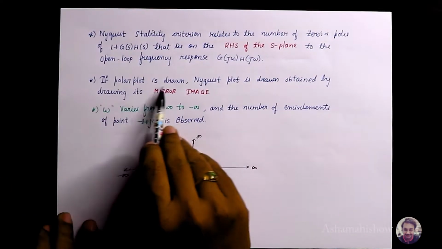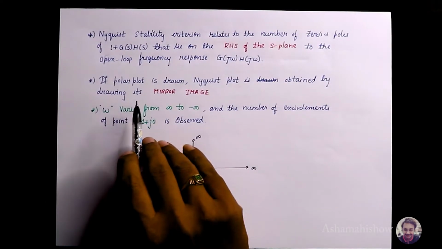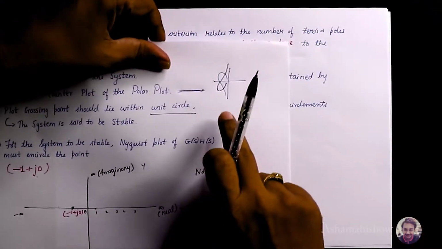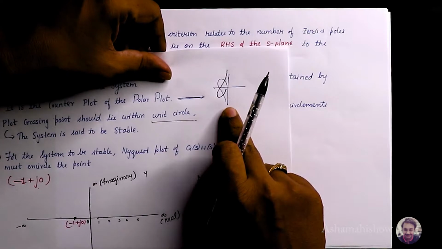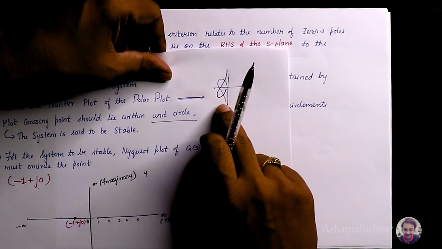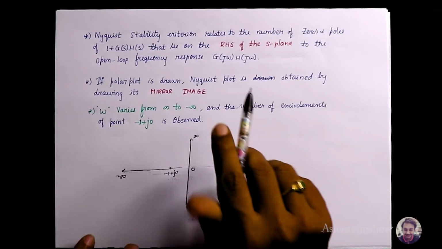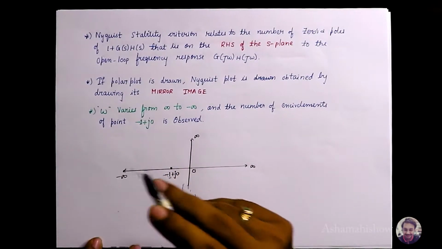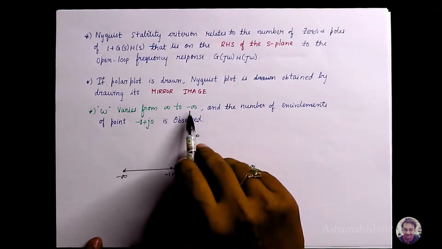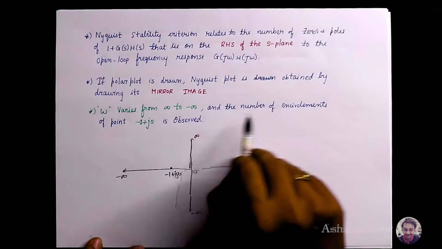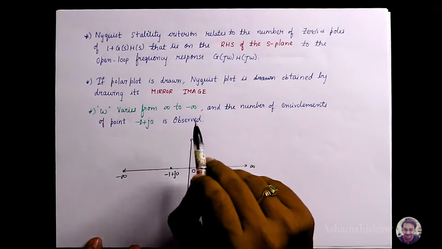And as I said, once the polar plot is done, the Nyquist plot is obtained by drawing its mirror image. This is the one which I told you: the Nyquist plot is the mirror image of the polar plot. Here, omega, which is our angular frequency, varies from infinity to minus infinity, and the number of encirclements of minus 1 plus j0 is obtained.